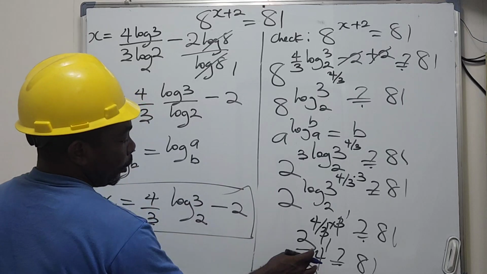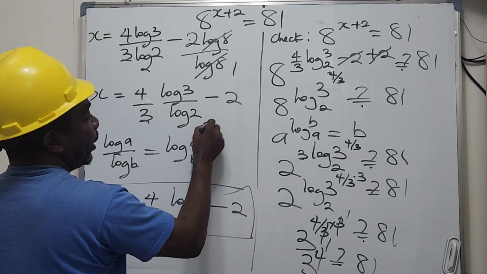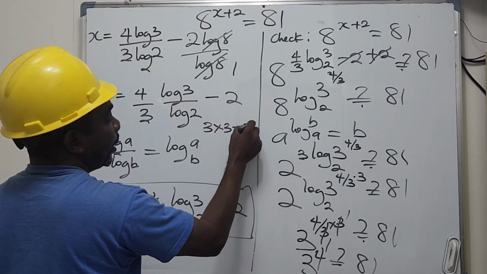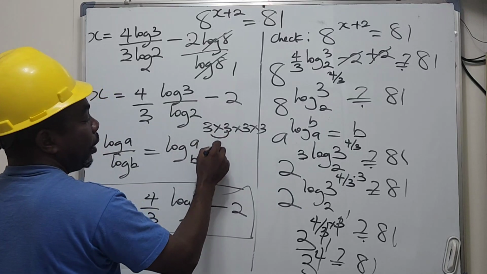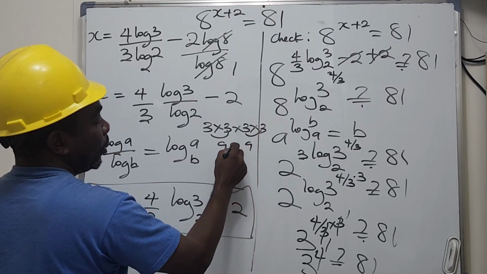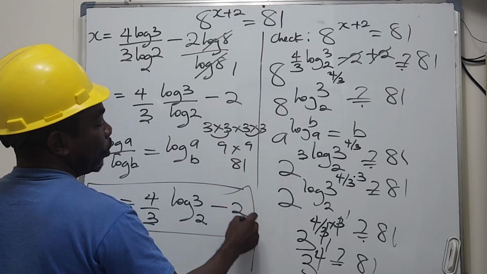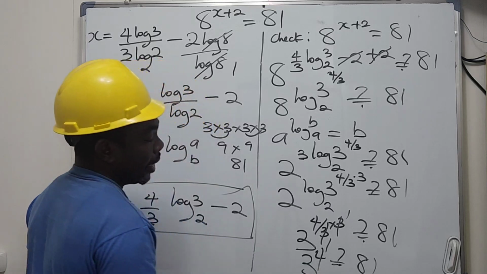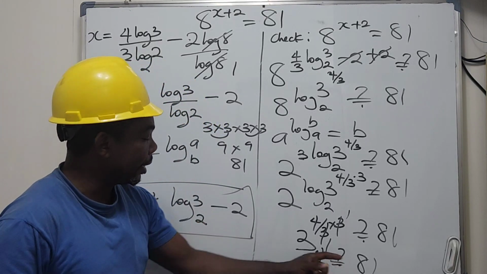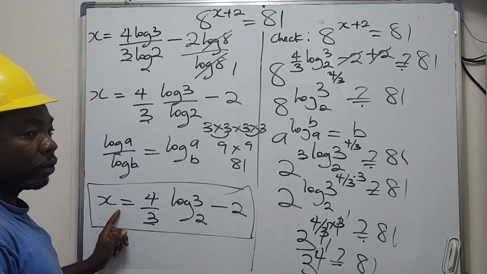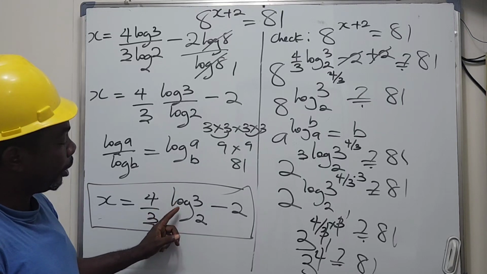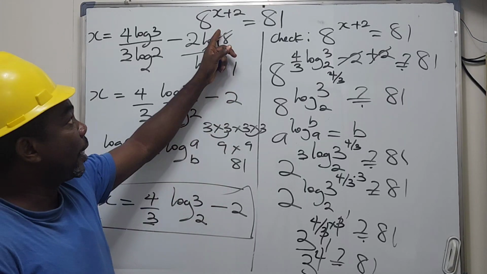We know that 3 to the power of 4 is 3 times 3 times 3 times 3. So here is 9 and here is 9. So 9 times 9 becomes 81. So what we have on the left hand side is what we have on the right hand side. Therefore, our value of x equals 4 upon 3 log 3 base 2 minus 2 satisfies this equation.